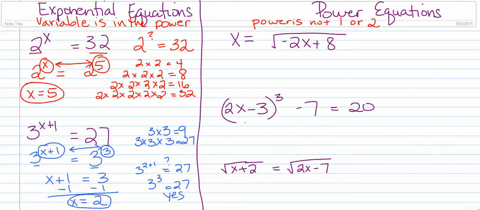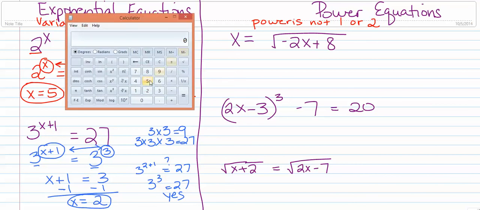Okay, how about problems where the power is something other than a 1 or a 2? You might look at my first example and say, well, there aren't any powers at all. Well, what you don't know is that when you take the square root of something, it actually does have a power on it. For example, if I want to do 16 to the 1/2 power, what's the square root of 16?